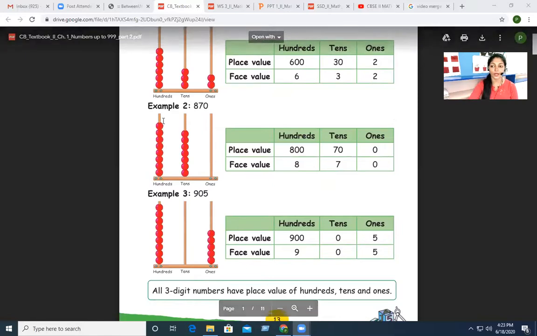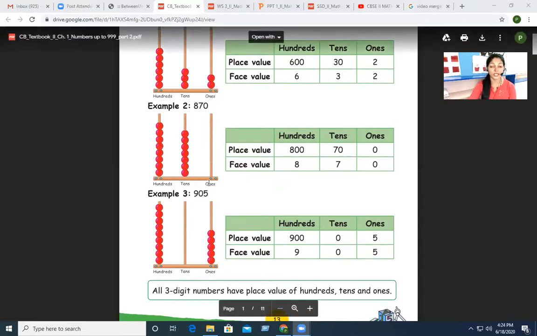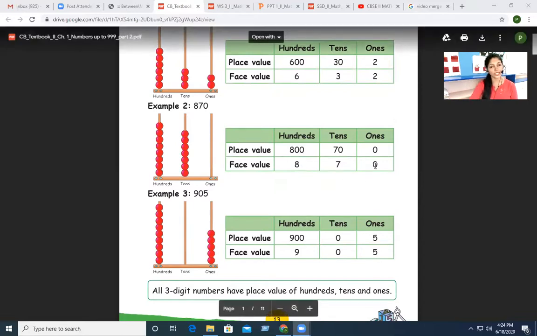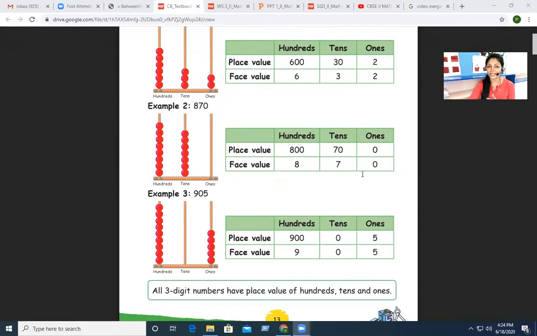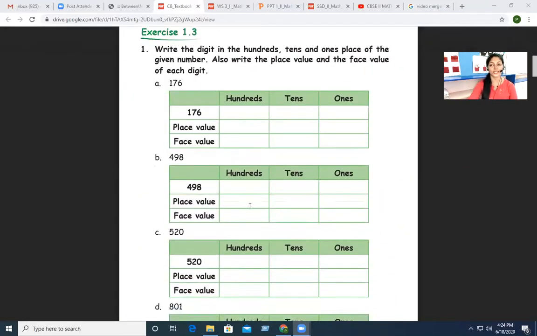You can see it here. We have 870. So when I'm writing the place value, I will write the number with its place value, like 870. And in ones place it is 0, right? So when I'm coming to the face value, as it is the number you're going to write, that is 870. Is it clear? So now you are supposed to solve this exercise.